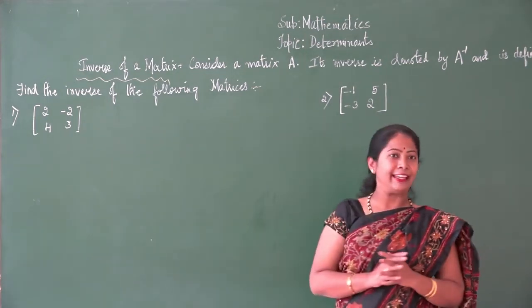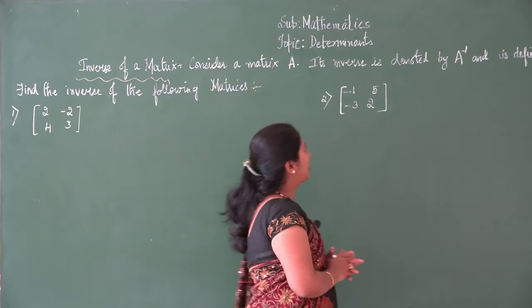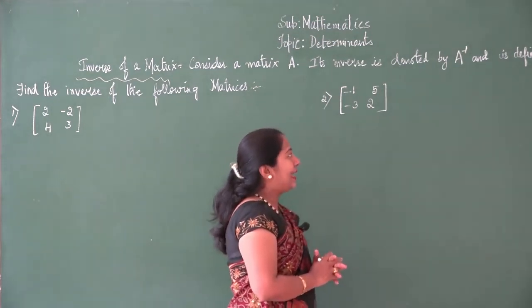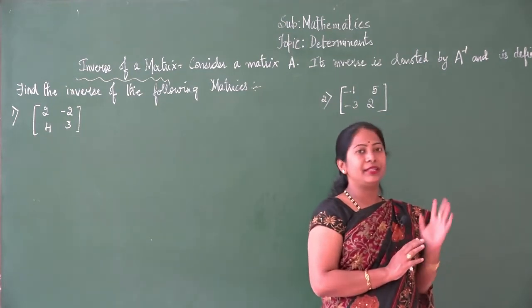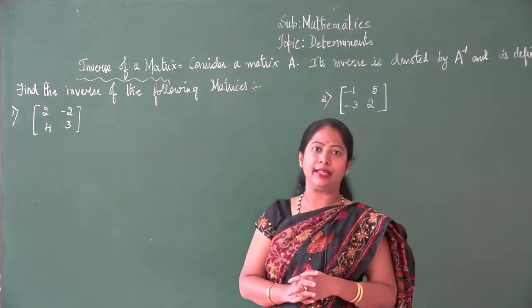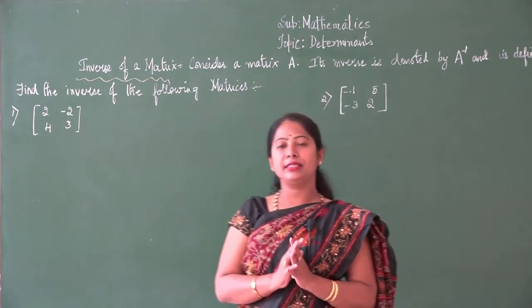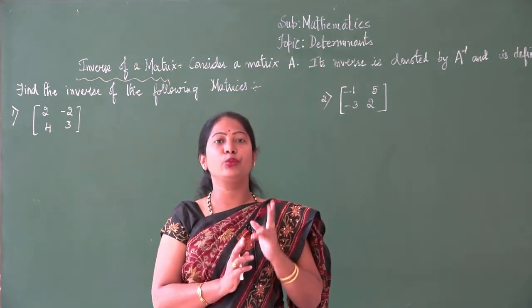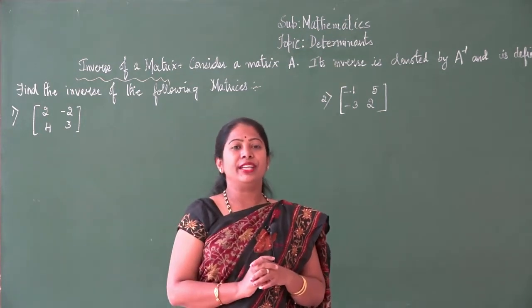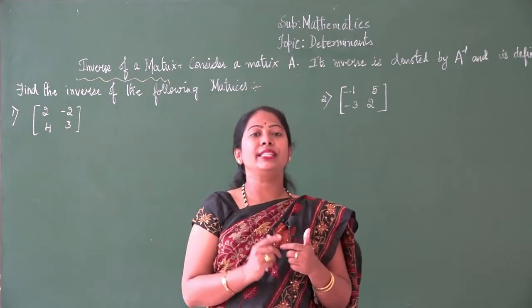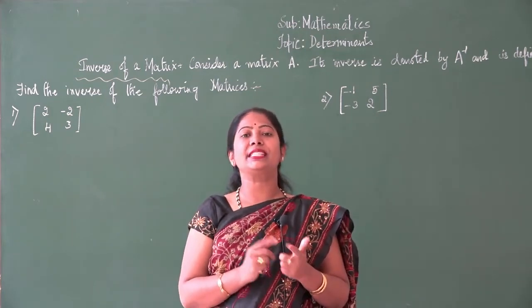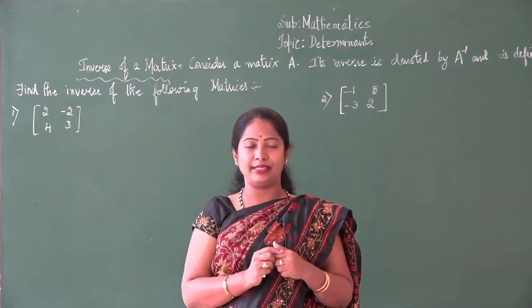Consider a matrix A. The inverse of a matrix is denoted by A inverse and is defined as A inverse is equal to 1 by determinant A into adjoint A. Let me quickly summarize how to find adjoint A for a 2 cross 2 matrix. Interchange the principal diagonal elements, change the sign of the other elements.